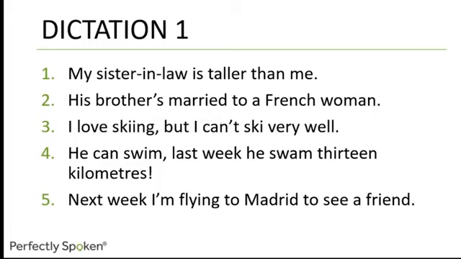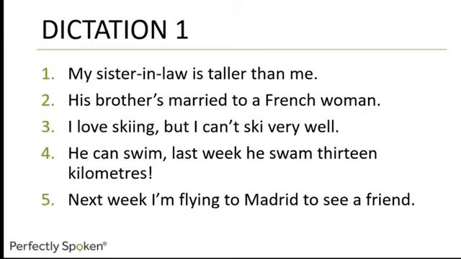And number 2, his brother's married to a French woman. So here the apostrophe S is "is". Is married to, is married to. Okay, so his brother's married to a French woman.